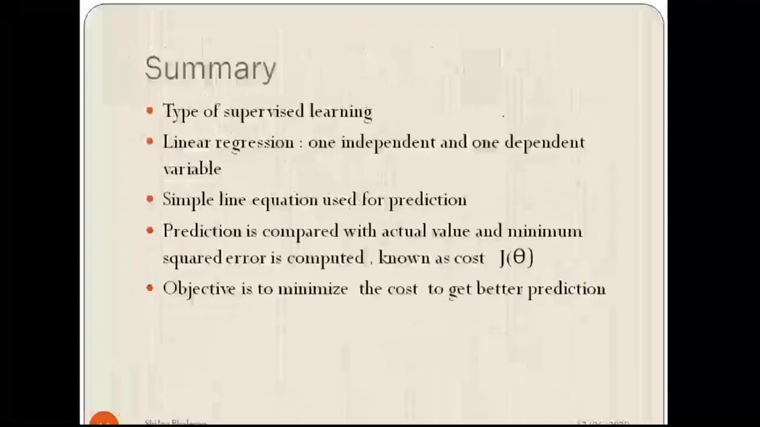So if we talk about what we have learned, linear regression is supervised learning. If we have more than one feature and one dependent variable, it is called multiple regression, which we are going to cover in the next video. In linear regression, there is only one dependent variable and one independent variable. It is a simple line equation where we have introduced theta 0 and theta 1 in the hypothesis. Theta 0 is for adjusting the error, known as the bias, and theta 1 is the parameter which is tuned.